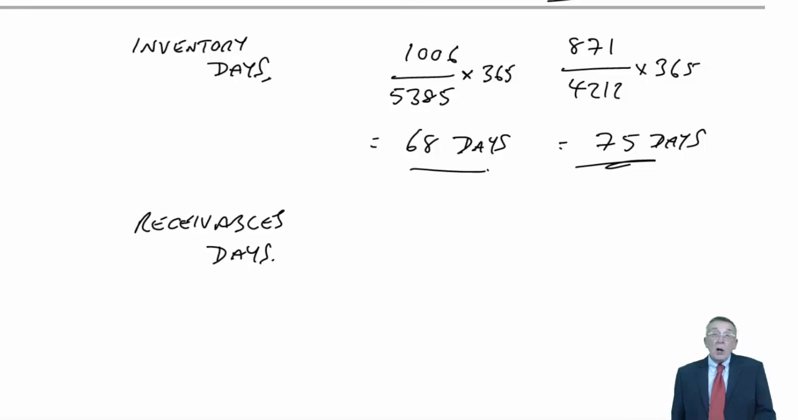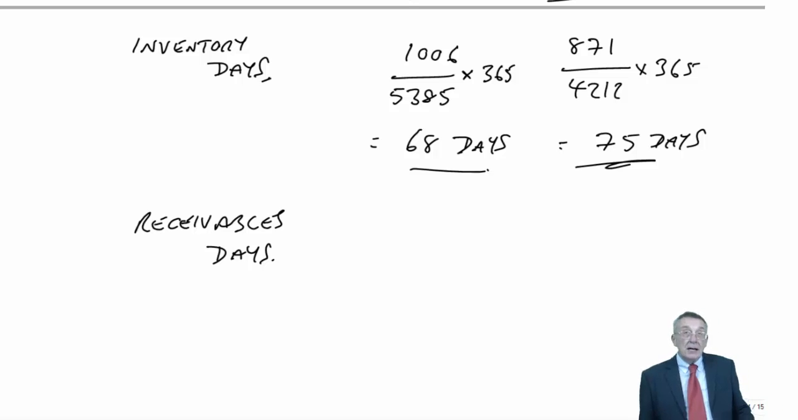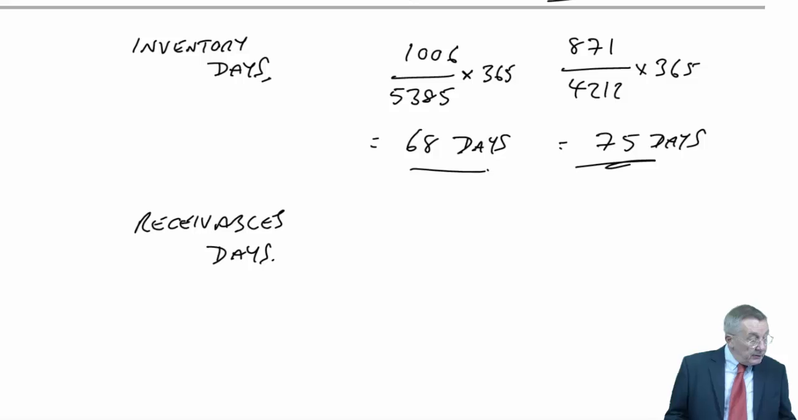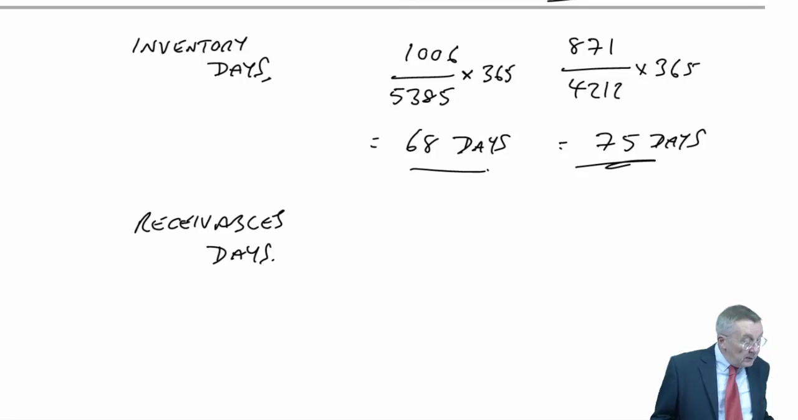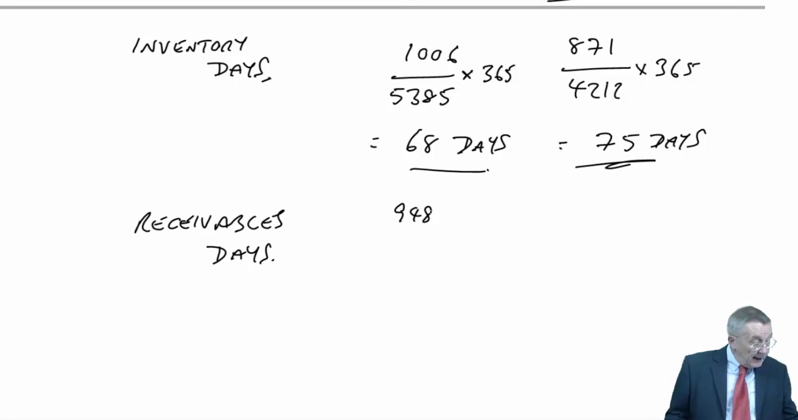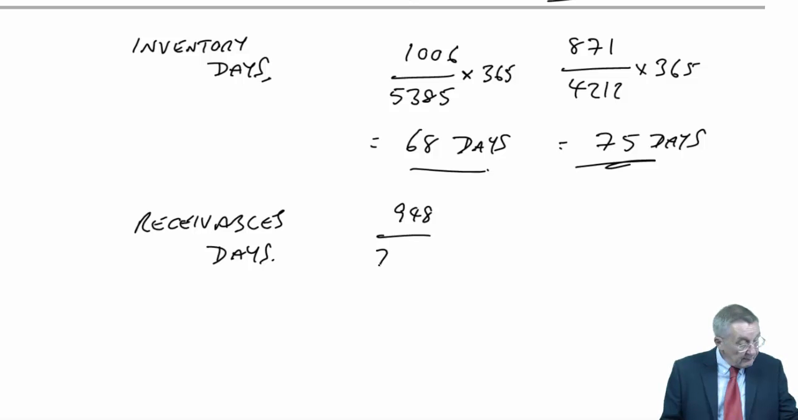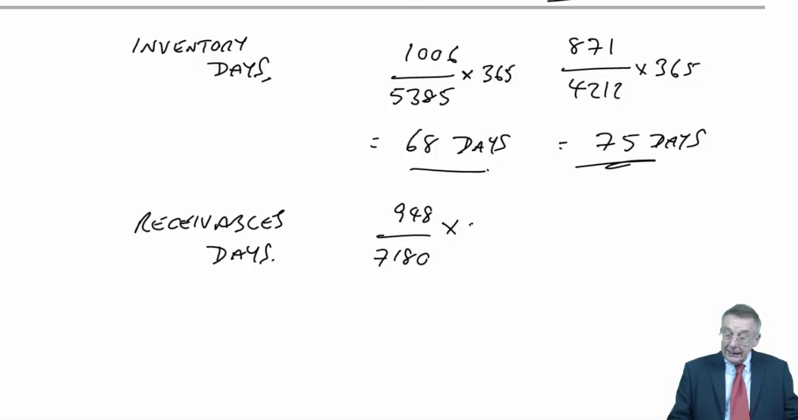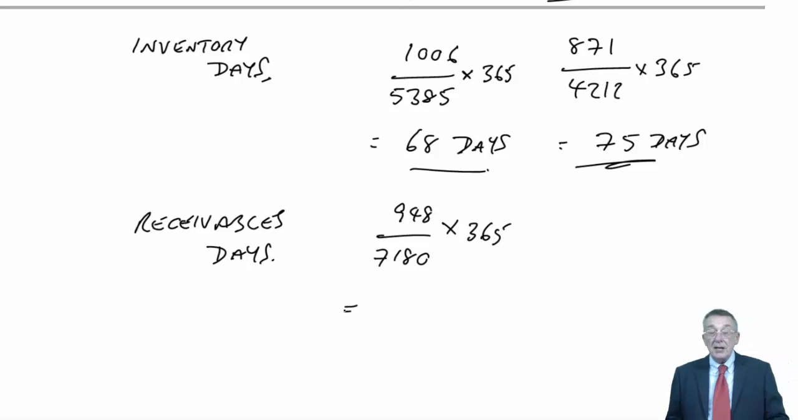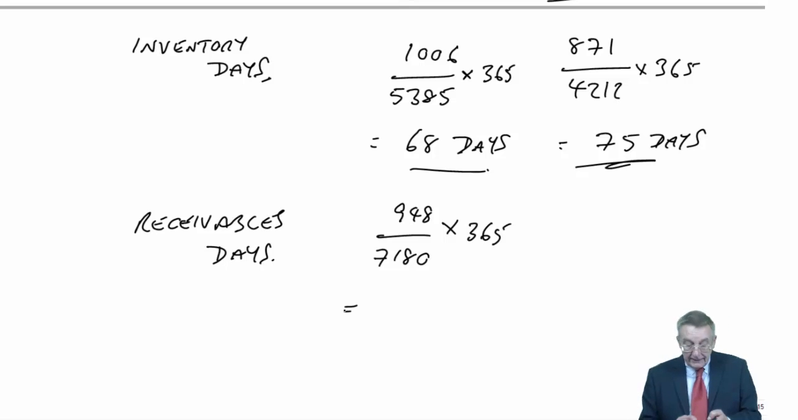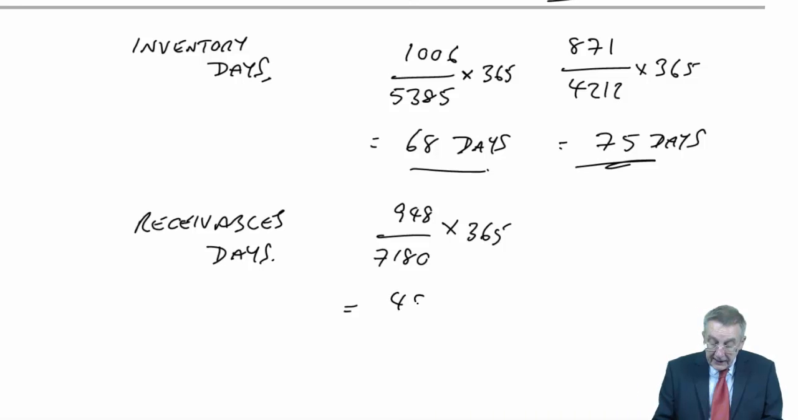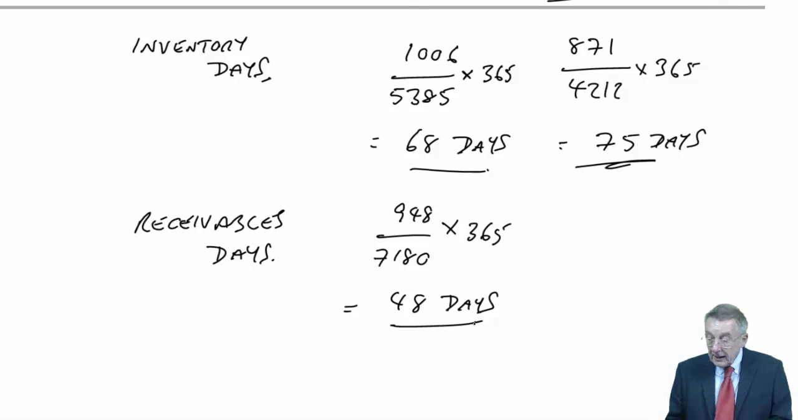Here, we're simply trying to measure how long it is taking us to collect our receivables. So we take the receivables at the end of the year, which for X7 were 948, divide by the revenue for the year, and again, with 365 days in a year, there we are. So 948 over 7180. It would appear to be taking us this year approximately 48 days to collect our receivables.